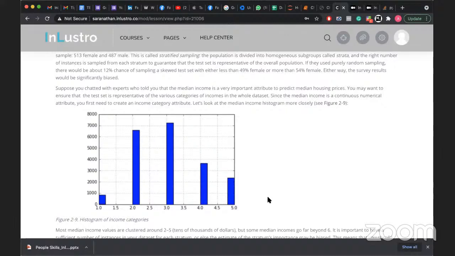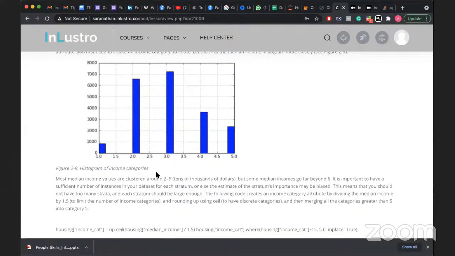So this is a histogram of income categories. What has happened here is most median incomes are centered around 2 to 5 tens of thousands of dollars. But some median incomes go beyond 6. So it's important to have a sufficient number of instances in your data set for each stratum. Otherwise, the estimate of the stratum's importance is biased, right? You should ensure the sufficient amount.